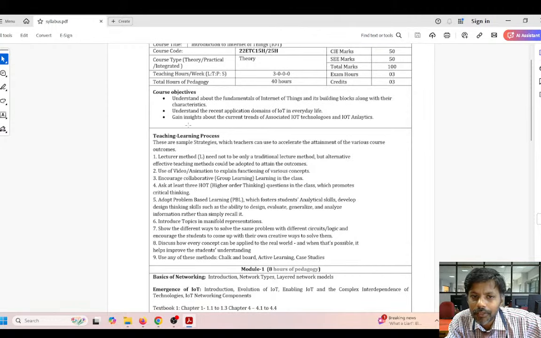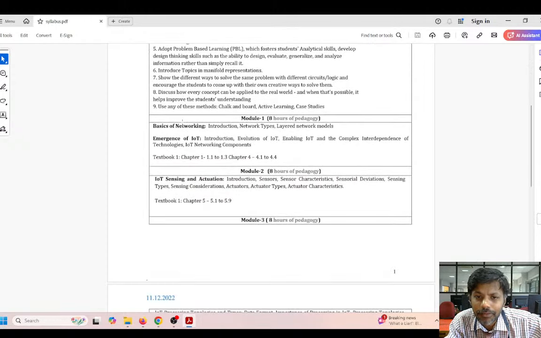And the third objective is gain insights about the current trends of associated IoT technologies and IoT analytics. Which basically from the IoT, what all associated technologies and analytics are the business are running. That is the current trends with respect to that. These are the main objectives of this subject.